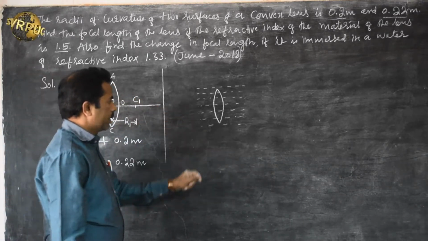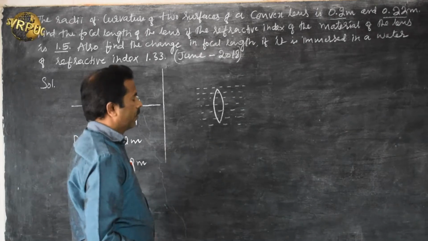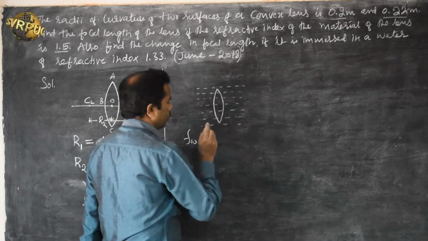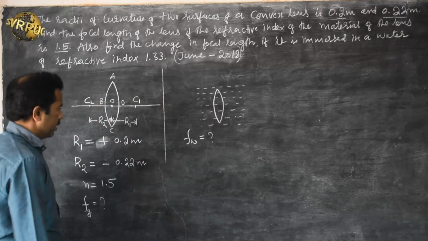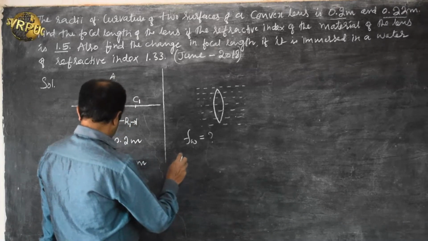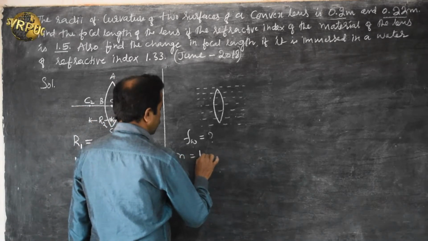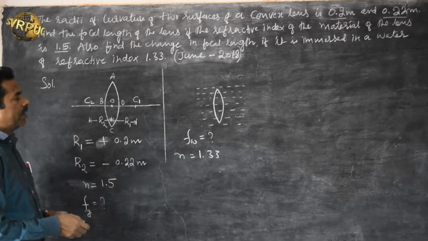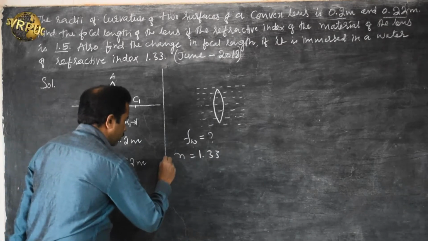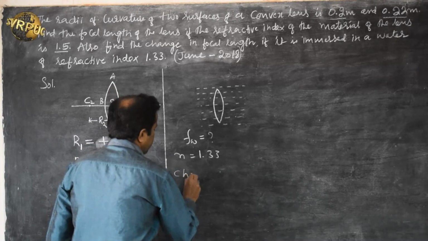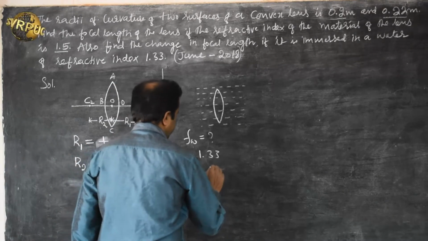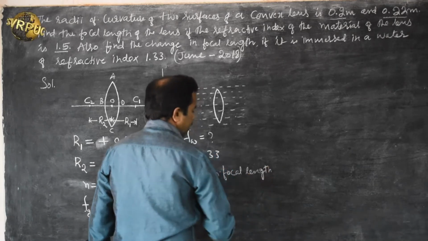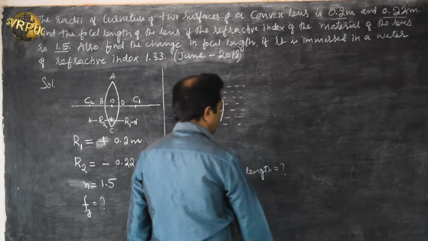If the system is immersed in water, the focal length of the system will change, so that will be given by Fw, which is the question mark, and here the refractive index of water is equal to 1.33. So these are the given data in this problem, and also one more question is added here, that is the change in focal length.